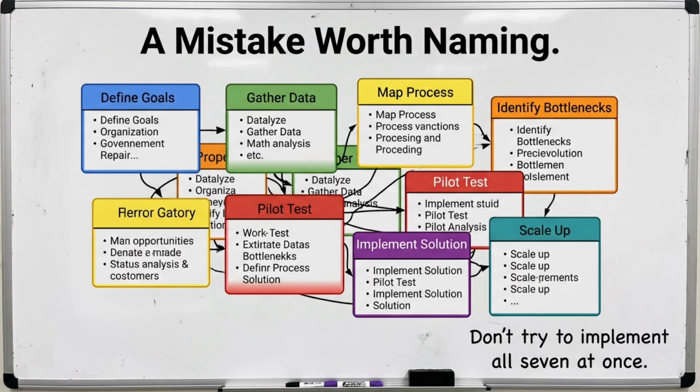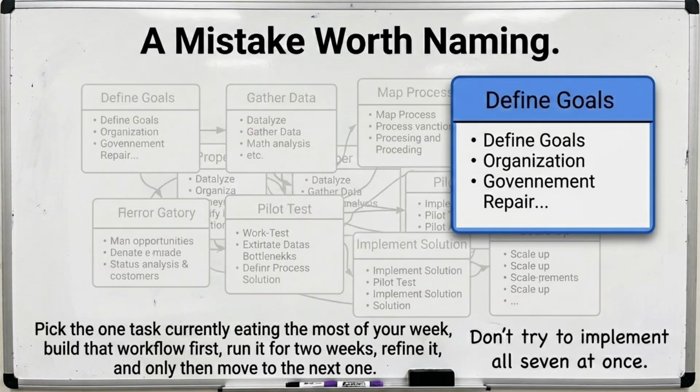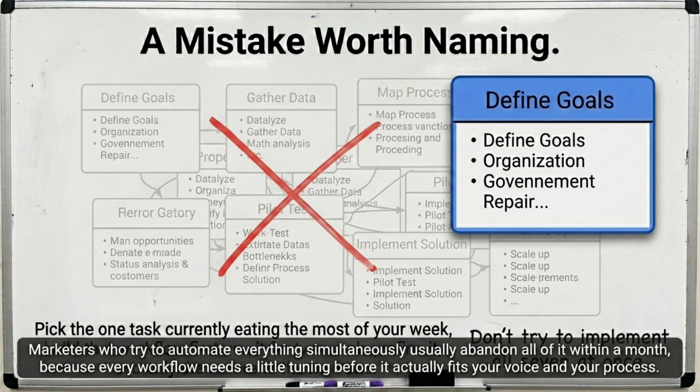A mistake worth naming directly: don't try to implement all 7 at once. Pick the one task currently eating the most of your week, build that workflow first, run it for 2 weeks, refine it, and only then move to the next one. Marketers who try to automate everything simultaneously usually abandon all of it within a month, because every workflow needs a little tuning before it actually fits your voice and your process.